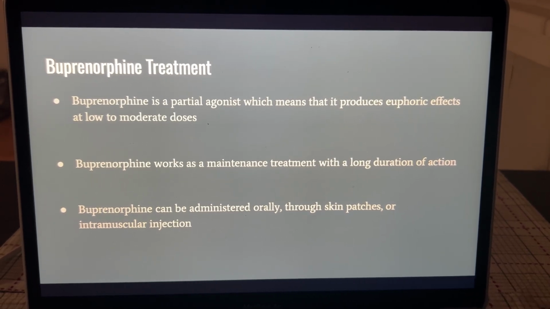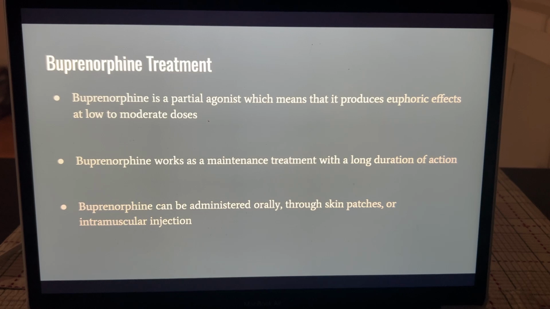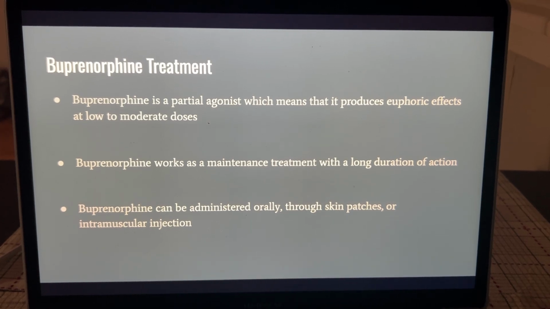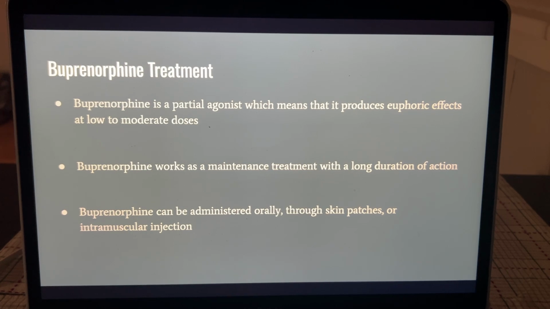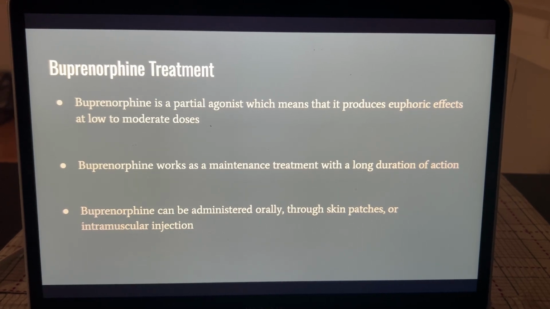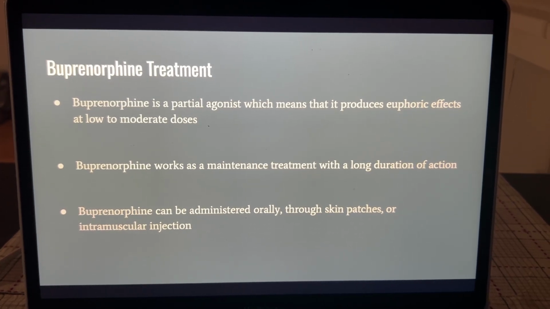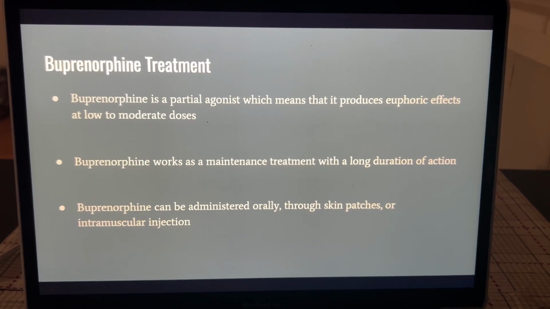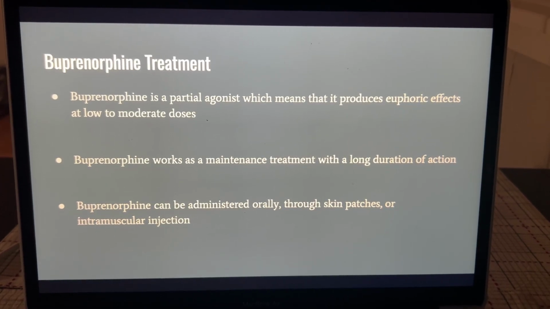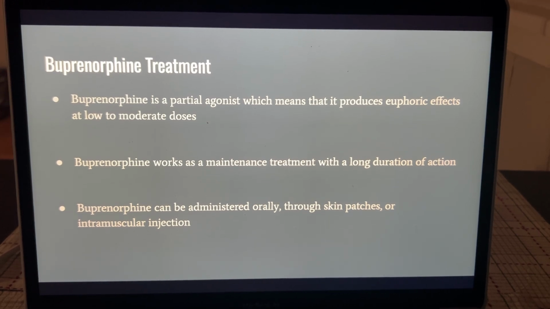So buprenorphine, unlike methadone, is a partial agonist, which means that it produces euphoric effects at low to moderate doses. Due to its unique profile, buprenorphine is great for use as an opioid replacement therapy. For opioid use disorder, buprenorphine works as a maintenance treatment with a long duration of action. There are 3 different phases during treatment, which are the induction phase, the stabilization phase, and the maintenance phase.